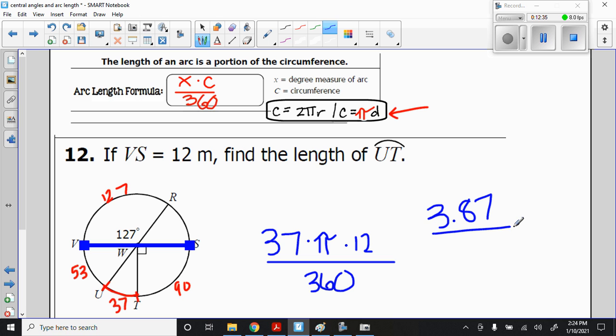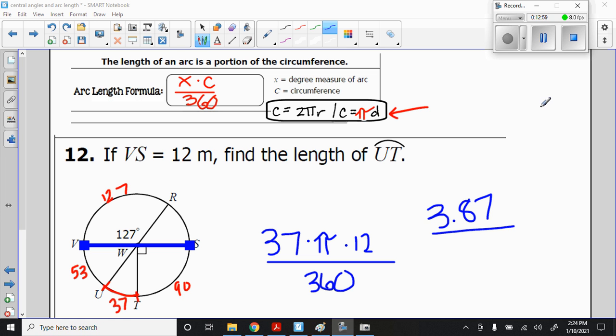3.87 for that length. Let me pause this real quick and check my work to make sure I did it right. Yeah, I put it back in my calculator and I got 3.87. That was right. It was pretty small, but there's nothing wrong with it. We don't know what we're dealing with. So this is meters, so 3.87 meters is actually not small at all.